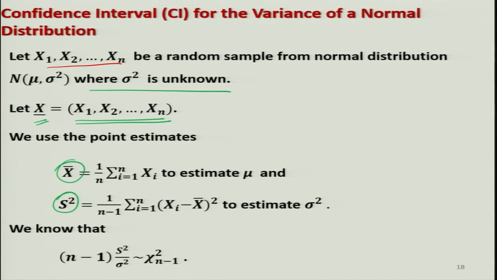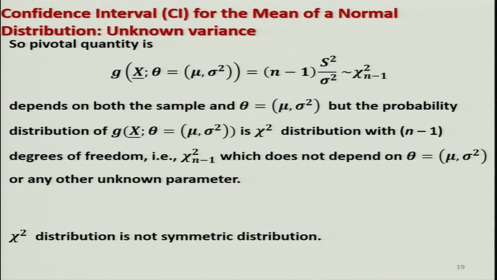We know that n minus 1 into S square upon sigma square follows a chi-square distribution with n minus 1 degrees of freedom. So I can consider this quantity as a pivotal quantity. Why? Because it depends on the unknown parameter sigma square and x1, x2, xn through S square, but its distribution is independent of the unknown parameter, being chi-square with only n minus 1 degrees of freedom. So now I can use this statistic to construct the confidence interval.